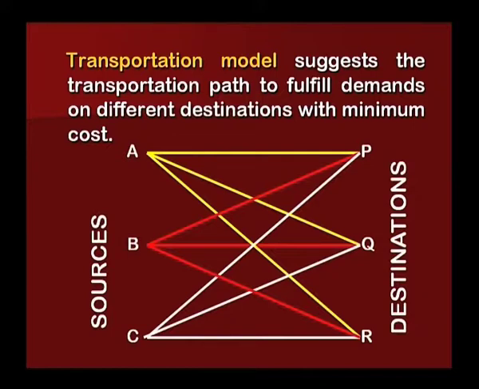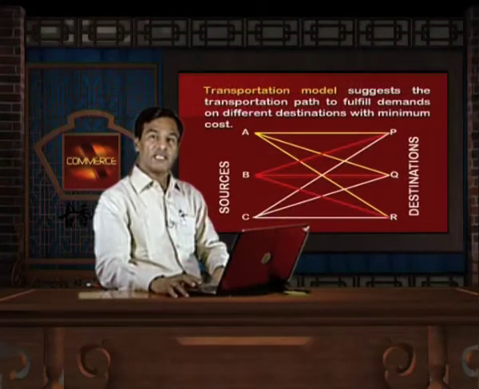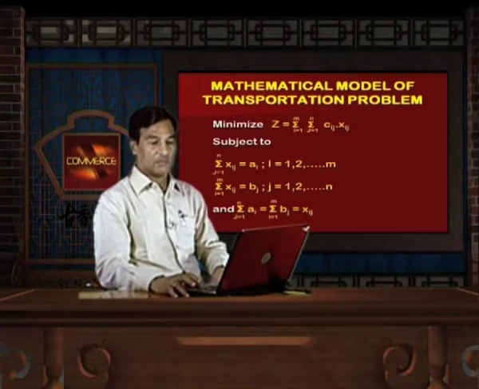Here we have shown in this picture A, B, C as 3 sources and the destinations are P, Q, R. We have 3 paths from A to P, Q, R, 3 paths from B to P, Q and R, 3 paths from C to P, Q and R. Now we will discuss the mathematical model of the transportation problem.